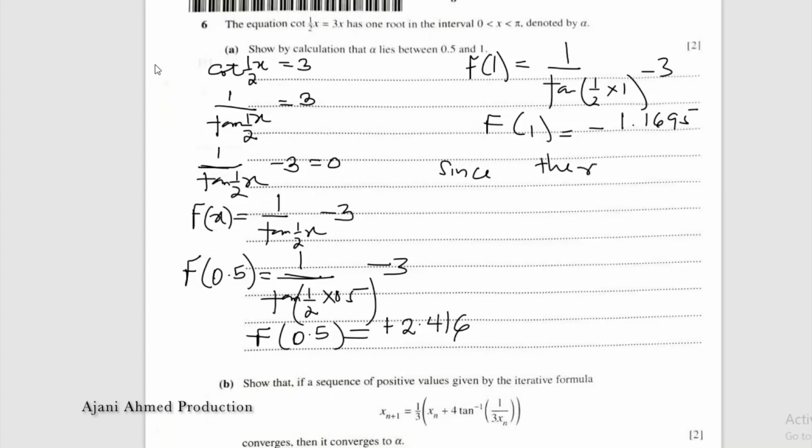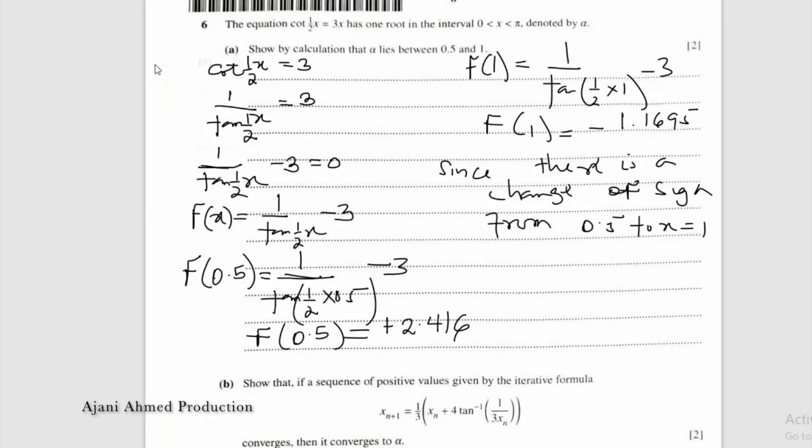So since there is a change of sign from x equal to 0.5 to x equal to 1, there's a change of sign from x equal to 0.5 to x equal to 1. So it's been proved.